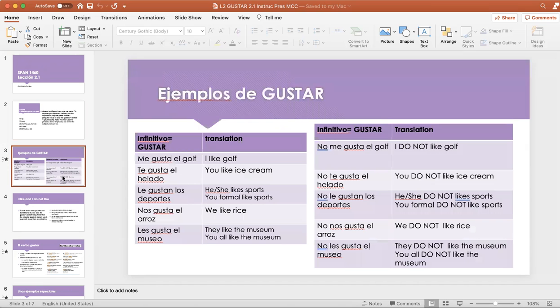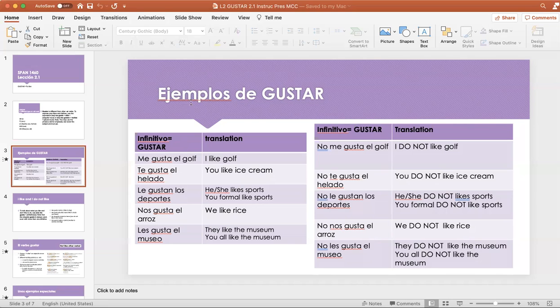So let's go ahead. Here we have ejemplo de verbo gustar. Y aquí hay muchos ejemplos para ustedes, para que aprendan este verbo que es un poco particular. So this one here is a particular verb. So please, let's pay attention.